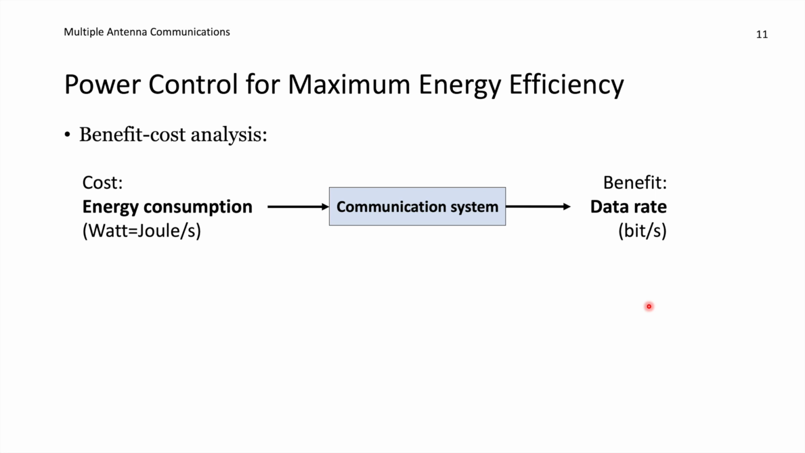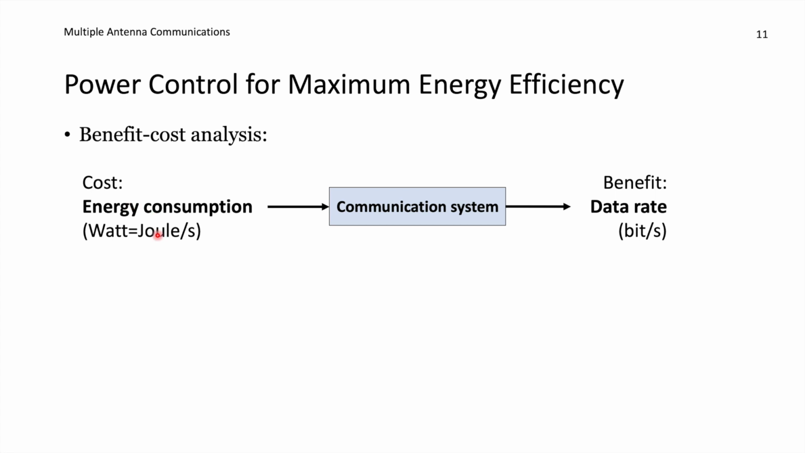But efficiency could also be defined in terms of what we call energy efficiency. So in general, when we have some kind of system that we are analyzing, one can make a benefit cost analysis. In our case, we have a communication system, and the benefit of that system is that it produces a data rate in bit per second. That is the service that we're delivering to our users. And the cost that we're having, at least one of the costs, is the energy consumption, the watt that we are consuming when we are operating our system.